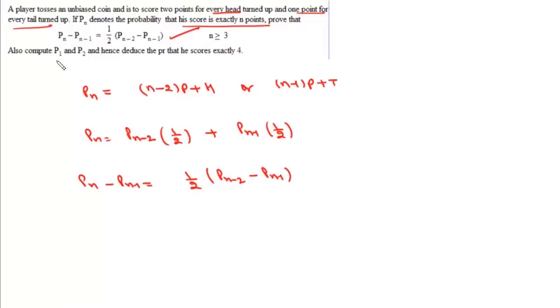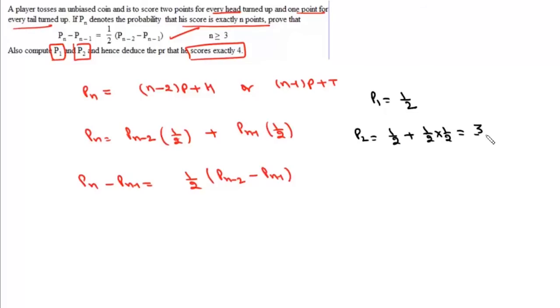Now it says also compute P1 and P2 and hence deduce the probability that he scores exactly 4. Now in this case, P1 is he scores exactly 1 point, and it is possible if and only if he gets a tails. So this probability is 1 by 2. Now getting 2 points is either he gets a heads or he gets 2 tails, which is 1 by 2 into 1 by 2, and there will be simply 3 by 4. So now we have the value of P1 and we also have the value of P2.